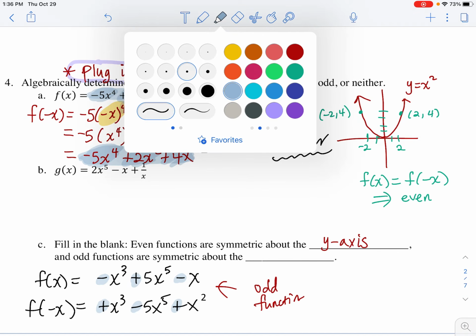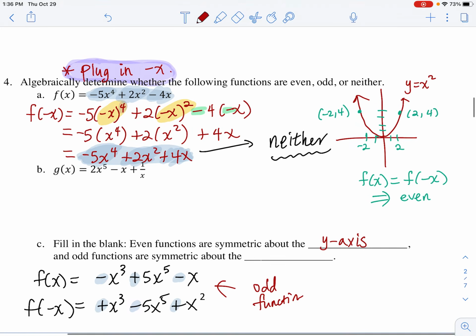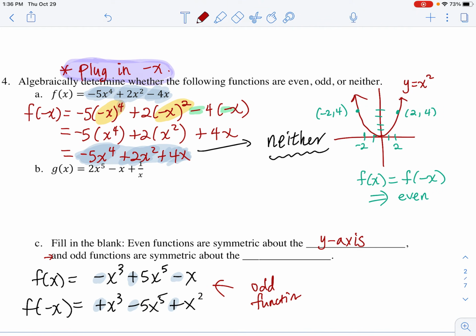So again, I keep emphasizing, you need to plug in what? Negative x, and simplify all the signs and show me that it's either exactly the same or all opposite in signs. Let me try another one down here. It says, well, let's fill this blank in. And all odd functions are symmetric about the origin. So to make that true, what we need is f of negative x must be equal to negative f of x.